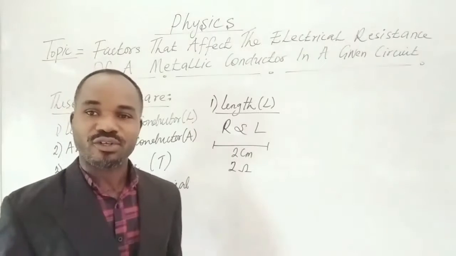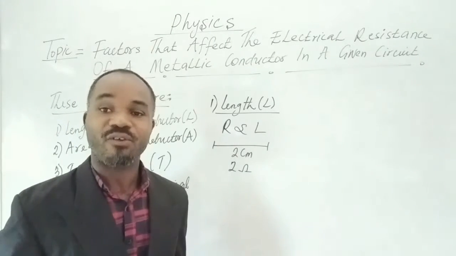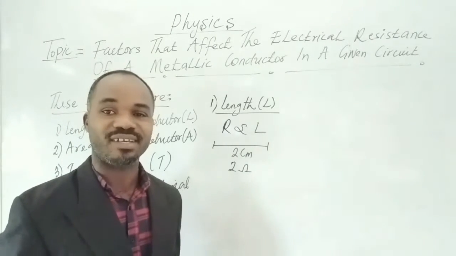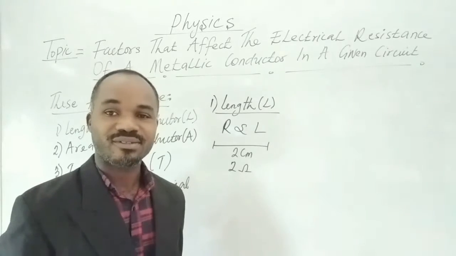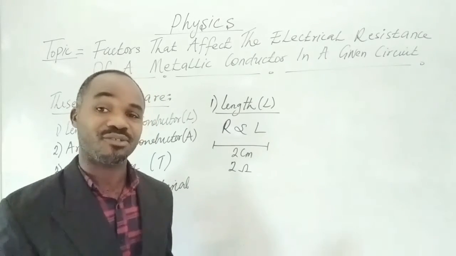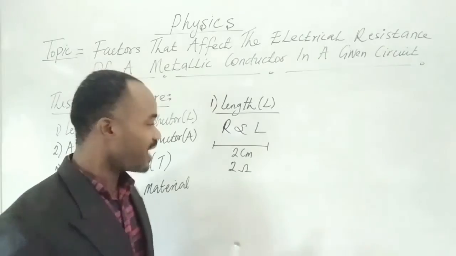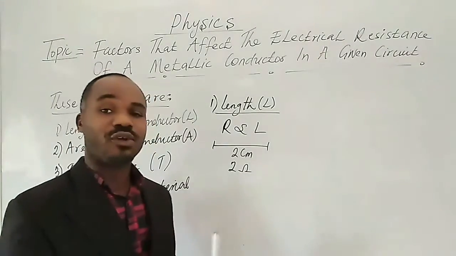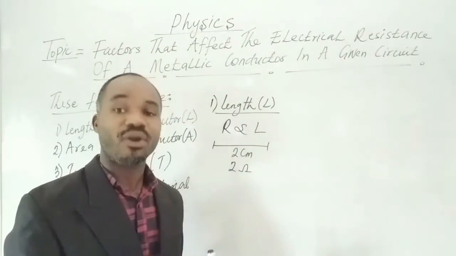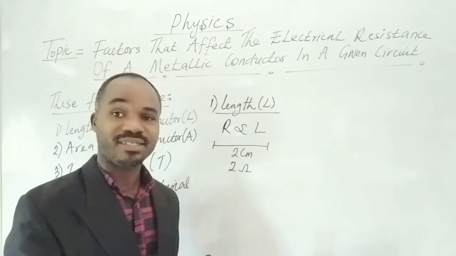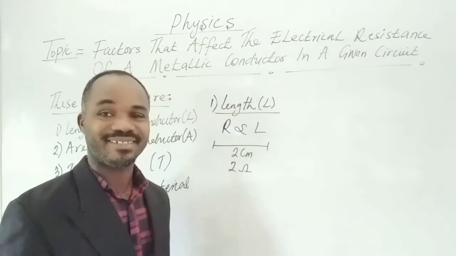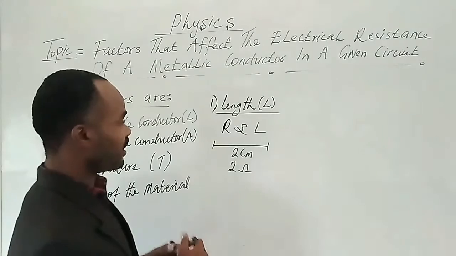If the length of the conductor is 5 cm or 5 meters, it means it offers 5 ohms to the circuit as resistance. So that's what it means. If the length of the conductor is reduced, the resistance it offers is also affected. All right, so that is about the length.